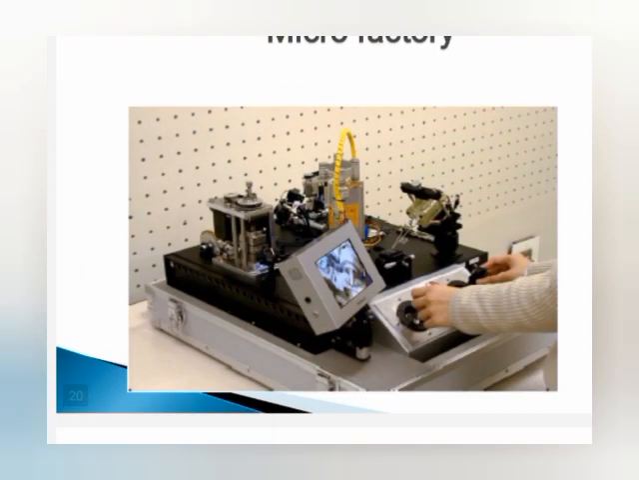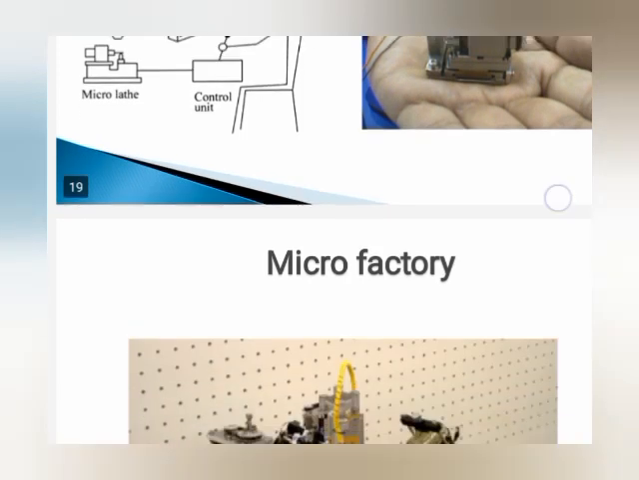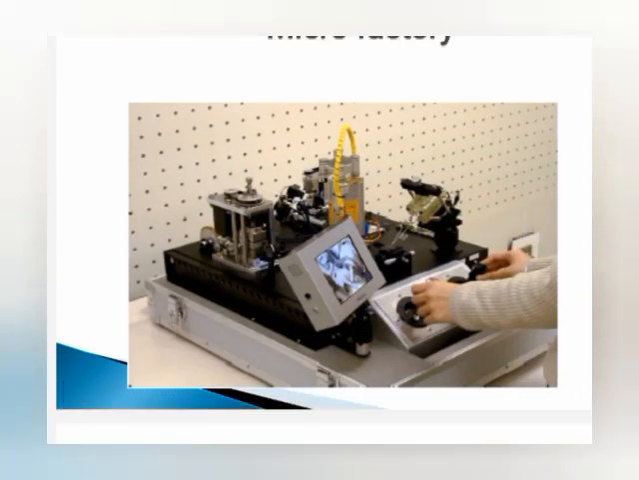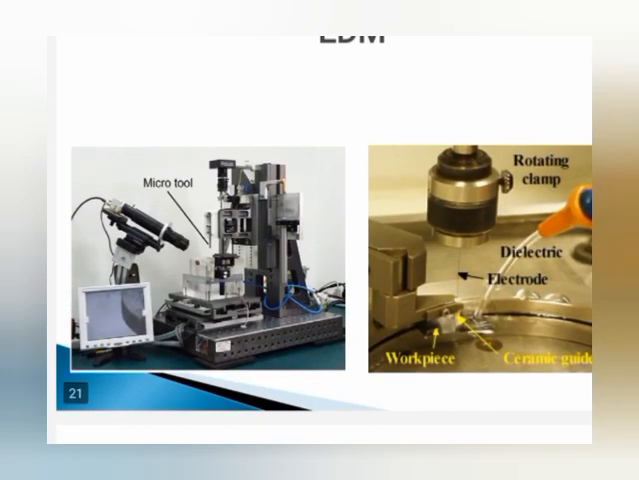Micro factory. Now you see the micro factory. So the case is optical microscope and monitor. Here the optical microscope and monitor. The lathe operator, the turner, will do the operation through this micro optical. Next, EDM, electric discharge machining. The same is the panel, micro tool, and rotating clamp. Everything is in conventional machining, but all are in very smaller size.